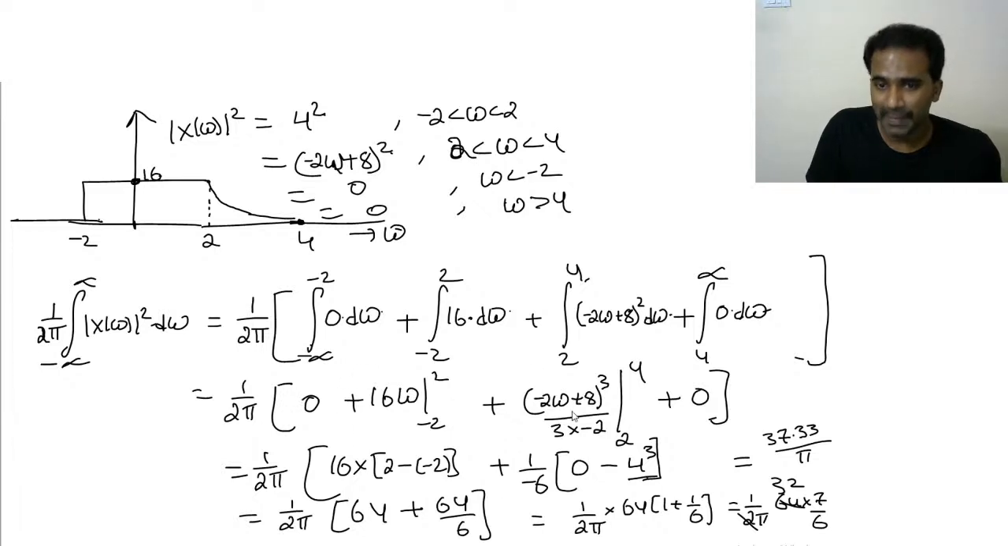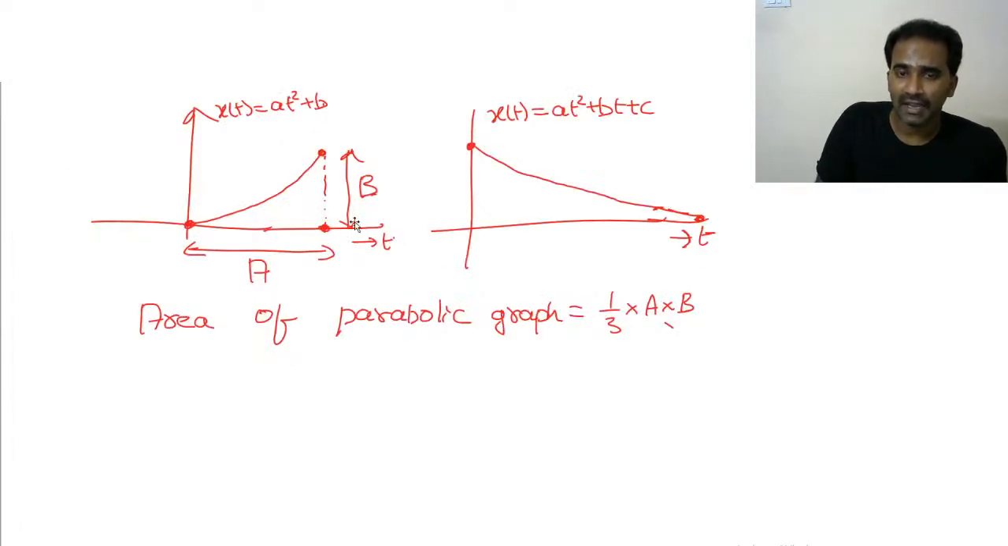So this is the basic procedure. But if a parabolic signal is involved, as I told you the formula previously, understand the width of the parabolic graph and the maximum height of the parabolic graph, and use this formula 1 by 3 into a into b. That will give you the answer very easily. This is the easiest way to do it.